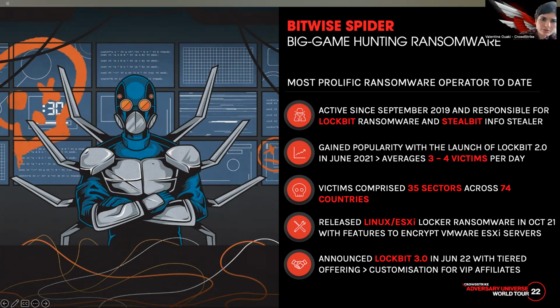In October 2021, they released an update to also encrypt virtual machines created by VMware ESXi. And finally, they announced in June 2022 a new update to their ransomware. They now call their ransomware LockBit 3.0, and they provide new special offerings for VIP members.